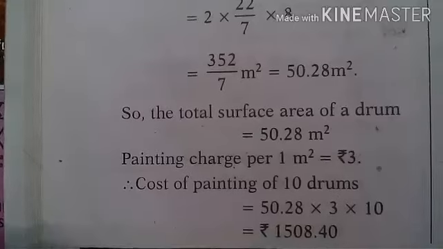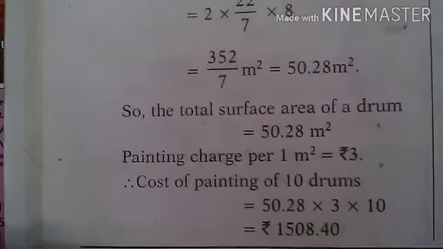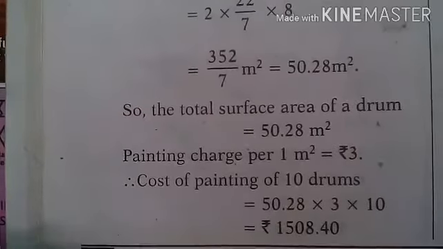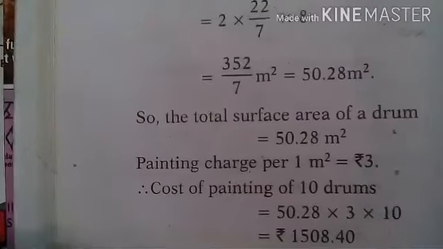Therefore cost of painting 10 drums is equal to 50.28 into 3 into 10. We will get rupees 1508.40 paisa.